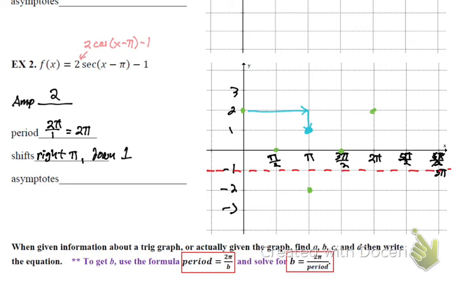Let's stop here real quick. Would you be okay if you moved every single point pi and down 1? Yeah. You get the same graph. I'm just showing a slightly quicker way. You start here and your amplitude is 2.